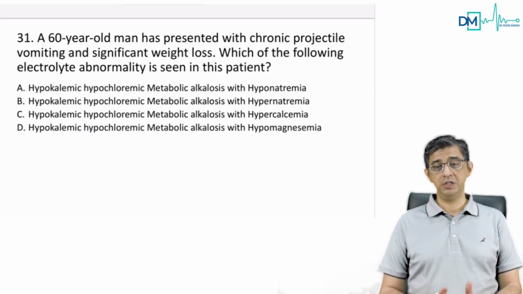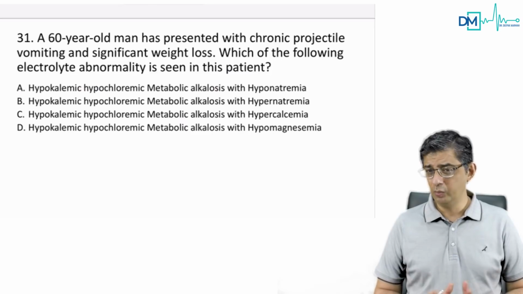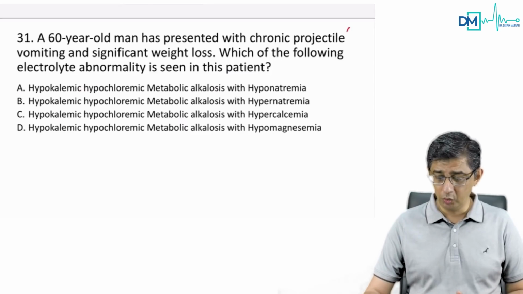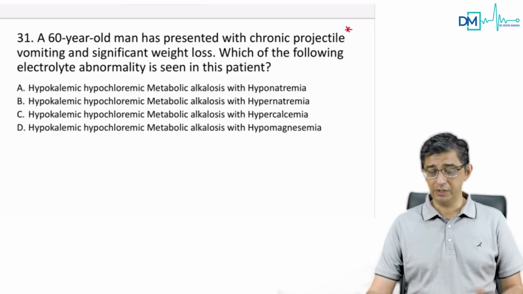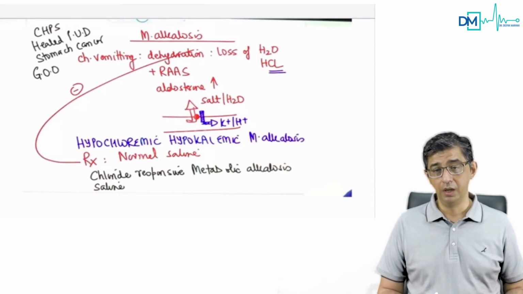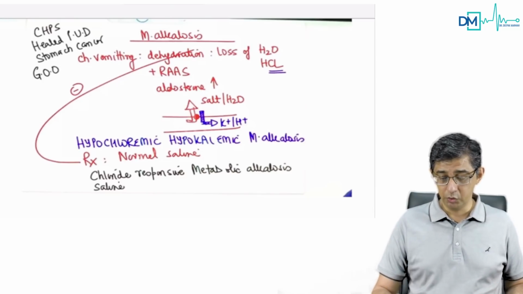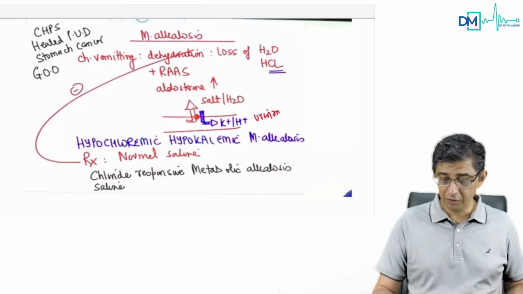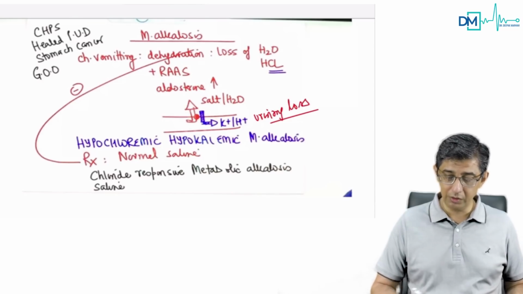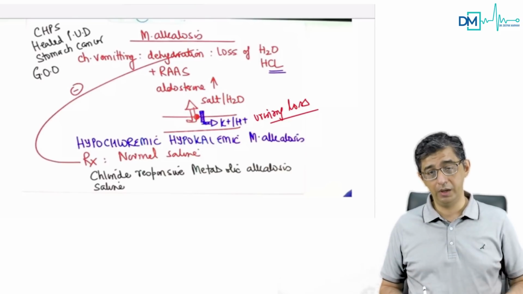Moving to the next one, a 60-year-old man presents with chronic projectile vomiting and significant weight loss. The moment you read projectile vomiting, you know you're dealing with metabolic alkalosis. We have discussed this in the routine app section, how metabolic alkalosis develops in a person. There is hyperaldosteronism, and hyperaldosteronism will cause urinary loss of potassium and hydrogen. If you have a urinary loss of potassium and hydrogen, that will definitely cause a metabolic alkalosis, because hydrogen is getting kicked out of the body.